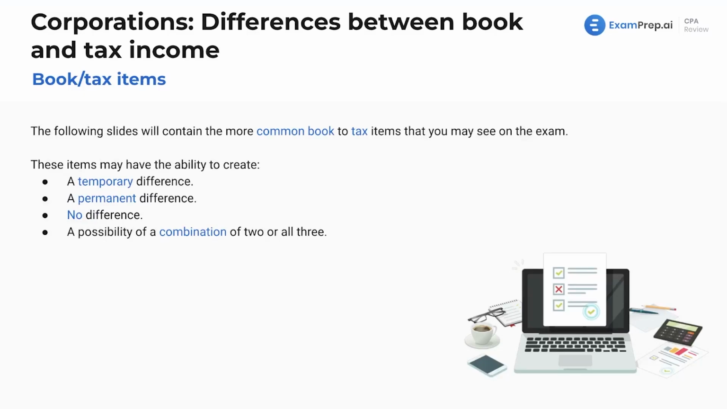Book and tax items. Let's talk about this even more. We want to make sure you're an expert at this by the end of this. Now, the following slides will contain more common book tax items that you may see on the exam. And we've got possible choices.